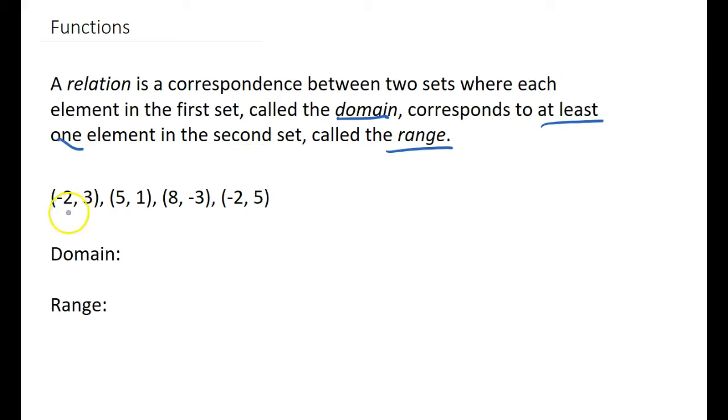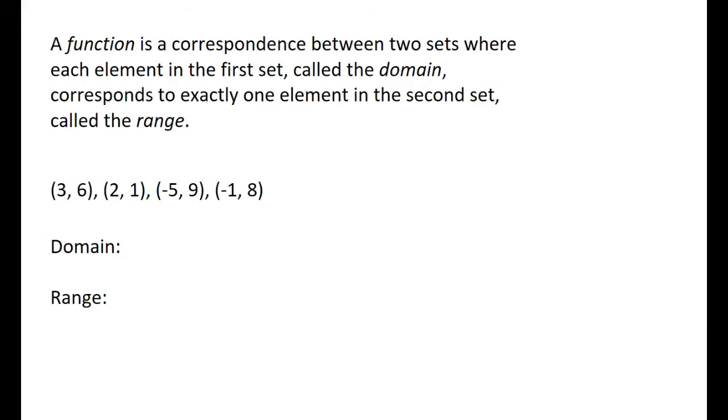Okay, so here is a relation. The first set are all the first numbers in these ordered pairs. So our domain will be -2 and 5 and 8, and we've already written -2 once, so we don't have to repeat it. And our range will be all the second numbers in our ordered pairs. So the range would be 3 and 1 and -3 and 5. So basically a relation is just a set of ordered pairs.